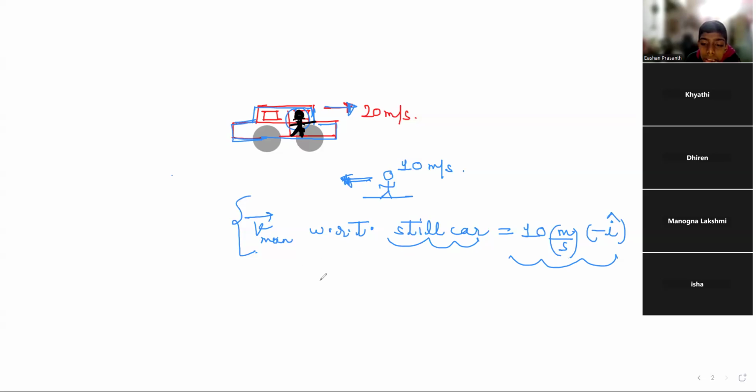So what will you write this? Velocity of man with respect to car. Car is still only when the observer is sitting inside the car. So with respect to car, we get velocity as 10 minus i cap meters per second. I hope you understood this.